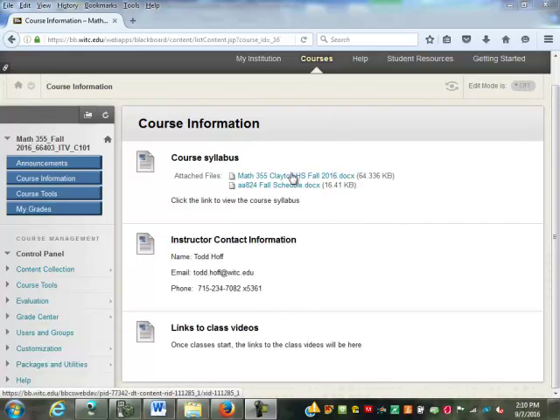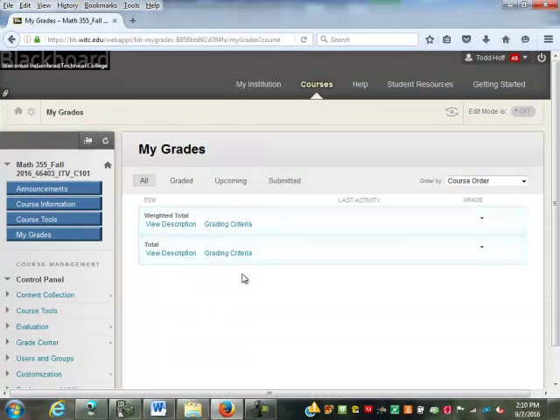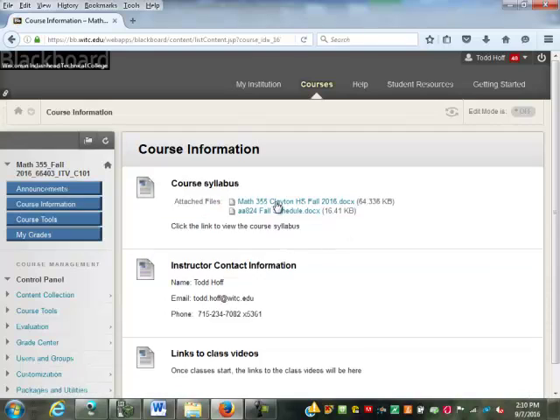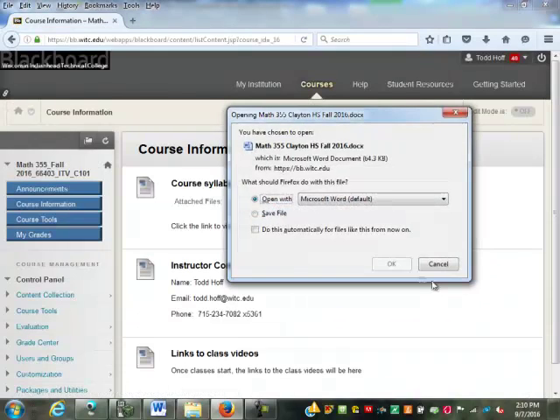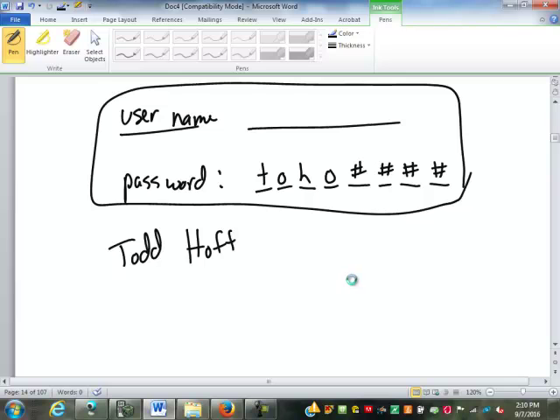So this is Blackboard under the course syllabus, or the course information. To check your grades, you'll click on My Grades. Right now you can see there are no assignments out there. We haven't done any quizzes or anything like that, so there won't be anything there. So let's look at the syllabus quick and get that out of the way.